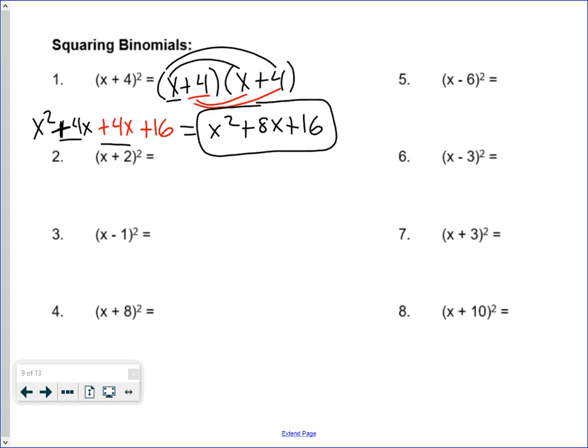All right? Anyway, I'm going to leave 2 through 8 for you guys to do on your own as well. This is the same thing as the previous slide, just with one extra step of knowing what squaring binomials means.